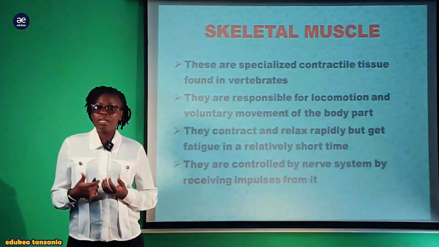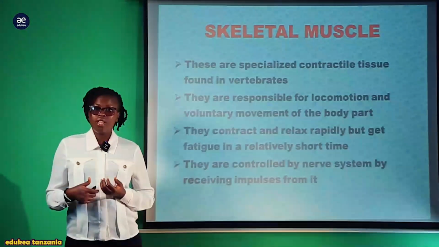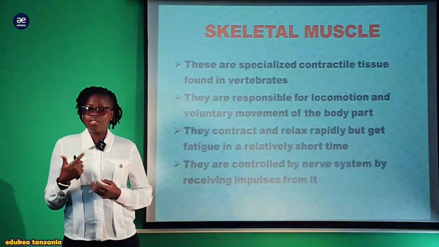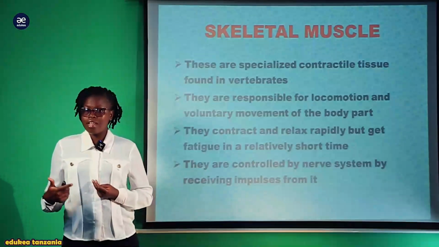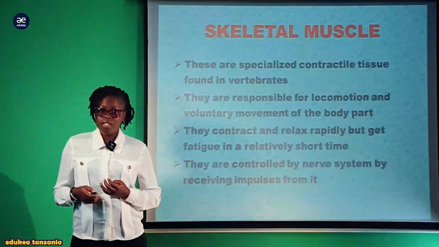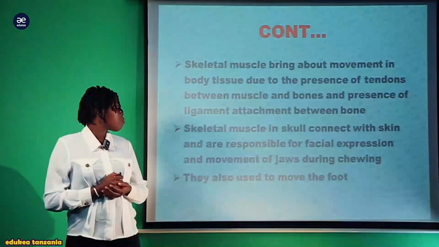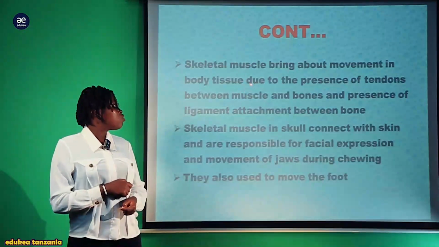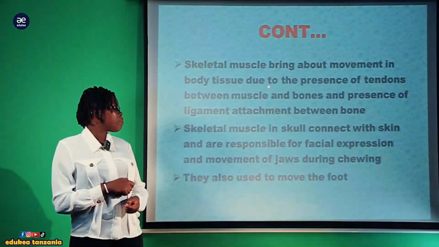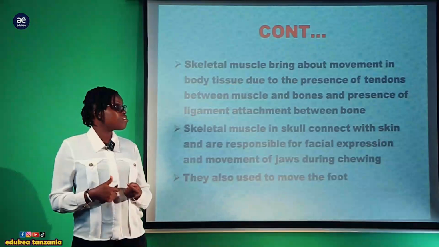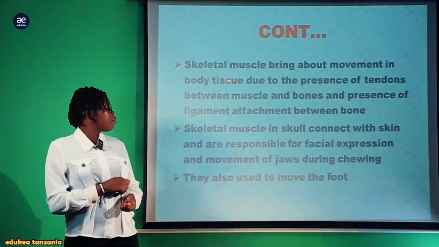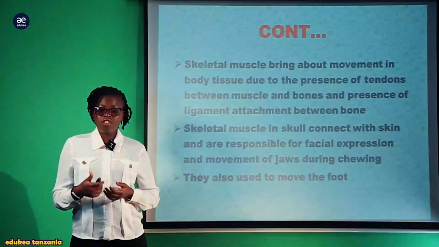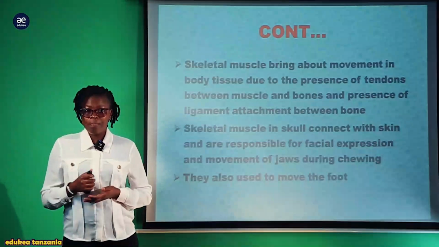They depend on the information from the central nervous system, from the brain. The nerve impulses from the central nervous system are the ones that trigger the contractile movement in this type of muscle. Also, skeletal muscle brings about movement in body tissue due to the presence of tendons between muscle and bones. So skeletal muscles bring about movement in the body tissue due to the presence of these tendons. Tendons are what join bone and muscles together.